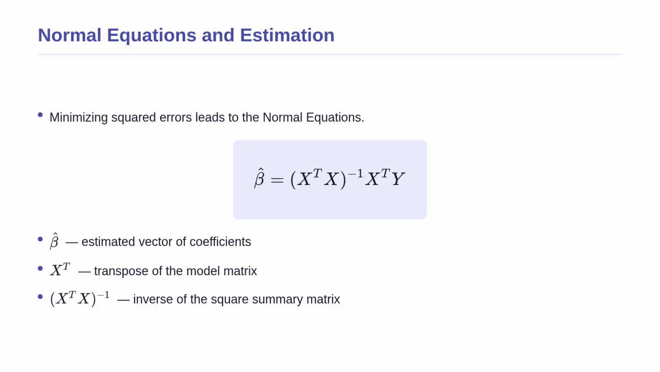To find the best values for beta, we use the method of least squares, which minimizes the sum of the squared errors. This leads us to the normal equations, and ultimately to this final most important formula. Beta hat is our estimated vector of coefficients, our best calculated guess. X transpose simply means we flipped the model matrix's rows and columns. Multiplying X transpose by X creates a square summary matrix. We then take its inverse and multiply it by X transpose Y. This perfectly calculates the exact weights that minimize our prediction errors.